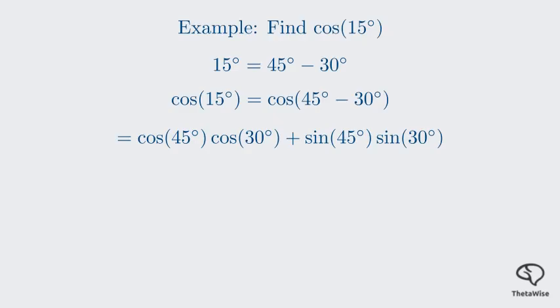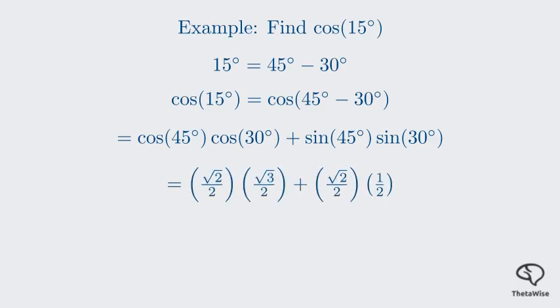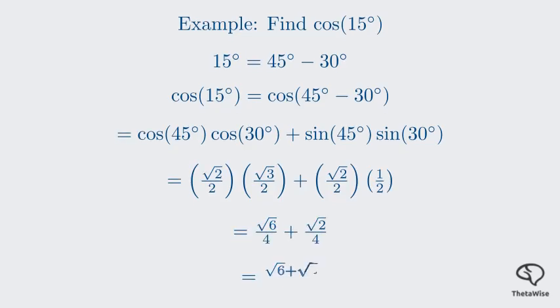Again, we substitute the exact values. This gives us root 2 over 2 times root 3 over 2 plus root 2 over 2 times 1/2. Multiplying and combining, we get root 6 plus root 2 all over 4. Interestingly, this is the same value as sine of 75 degrees. This is not a coincidence, but a property of complementary angles.